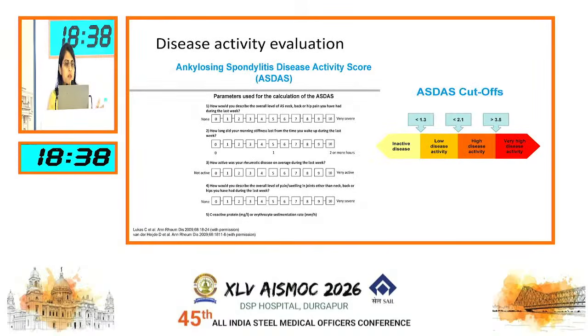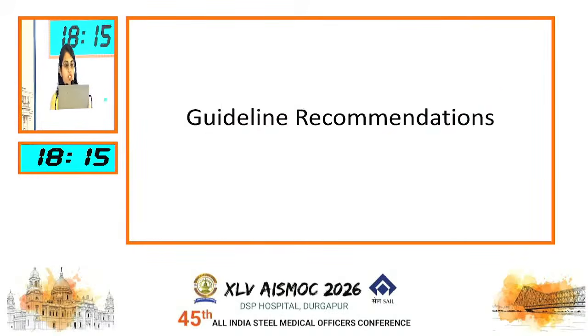ASDAS is this. We ask the overall, the neck pain, the spinal pain last 1 week. How much is the morning stiffness? How active has been your overall disease? Is there any pain in the peripheral joints? If so, how much? And the CRP level is also documented. If the score is more than 2.1, it is an active disease and rheumatologist intervention is needed.